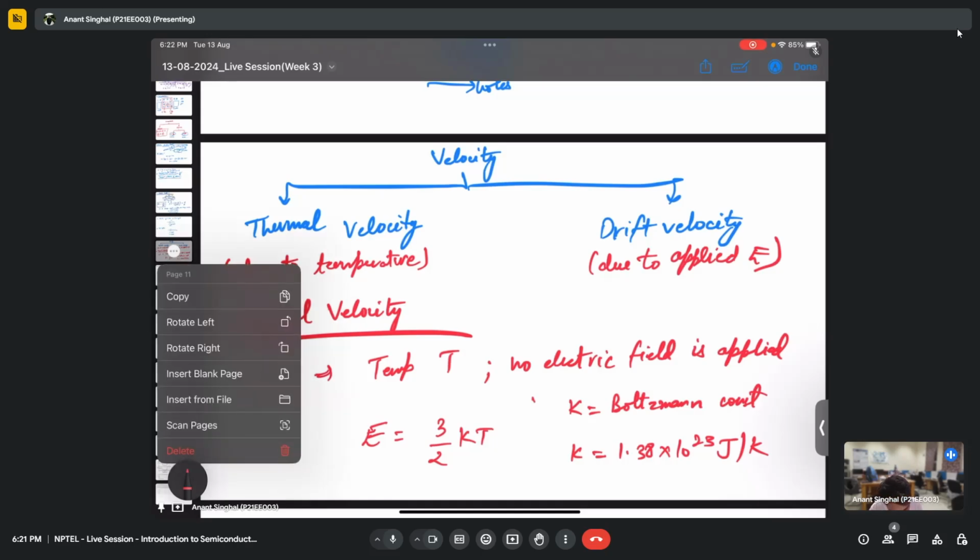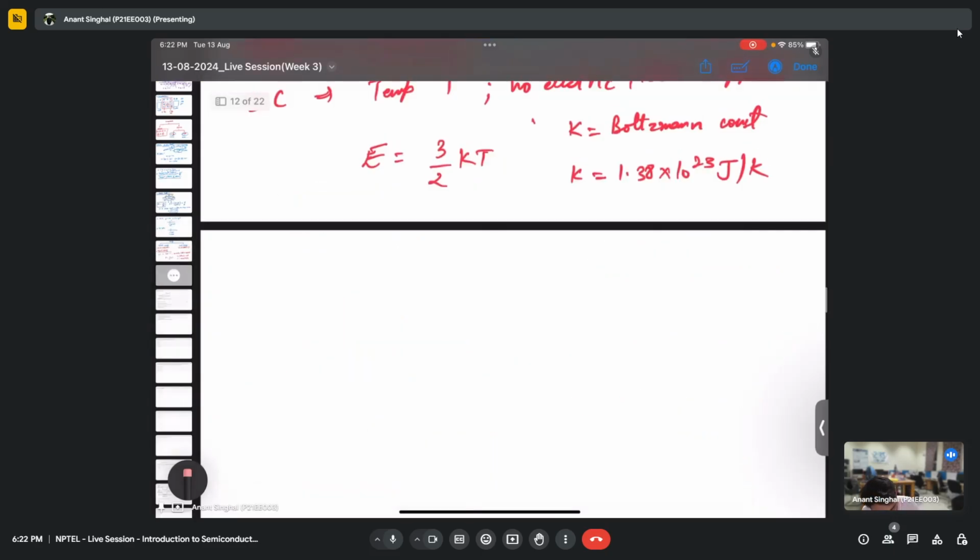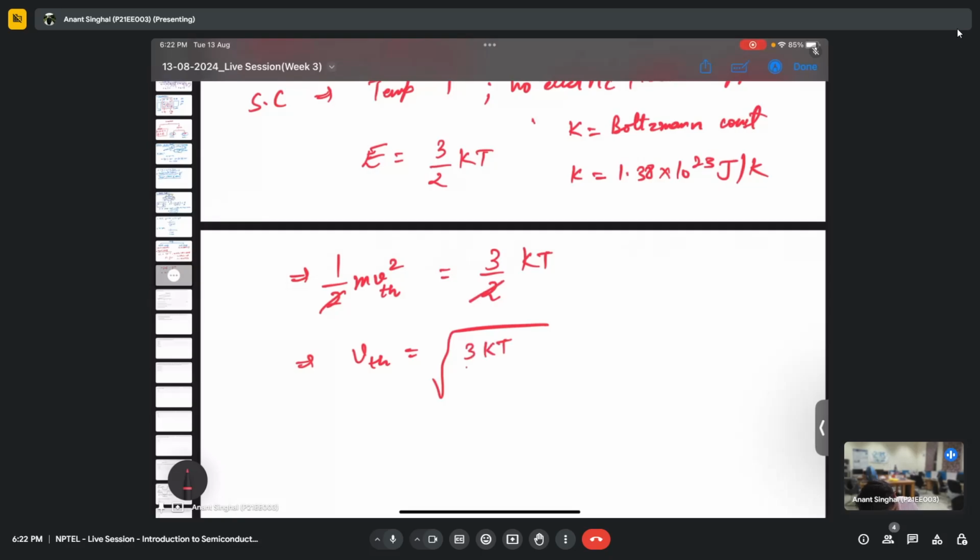So if we have this certain energy, we know that we only have the kinetic energy component, which is nothing but half m v square. So I'm writing this velocity as thermal velocity, Vth. So this will be equal to 3/2 kT, and we get the thermal velocity, if I calculate this, as the square root of 3kT by m. This m will be the effective mass, so I'm denoting it with m star.